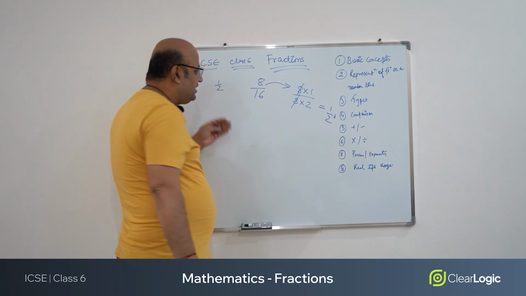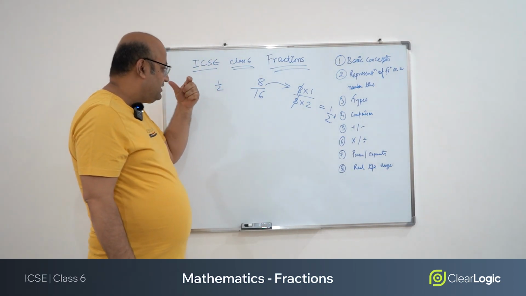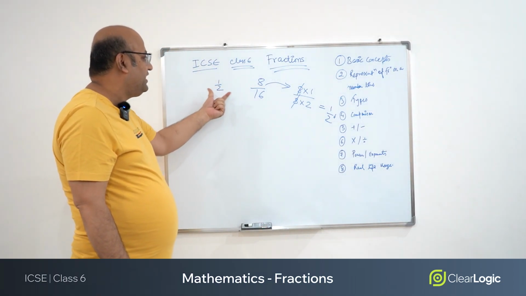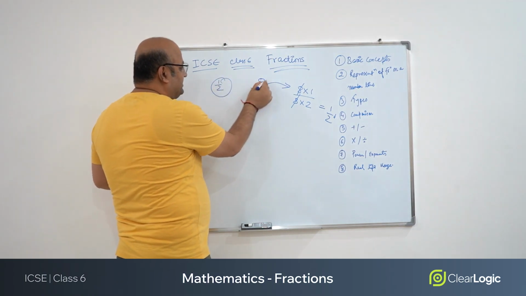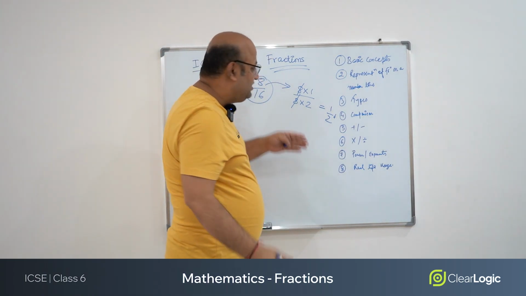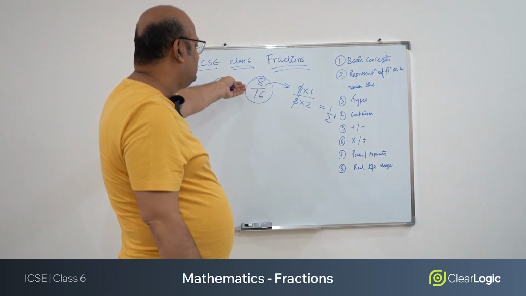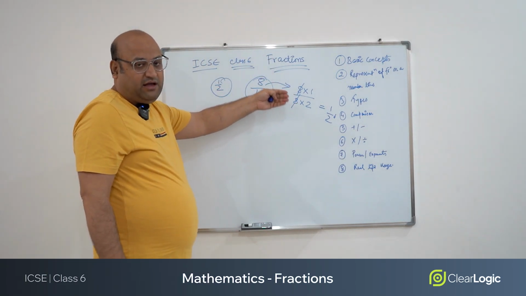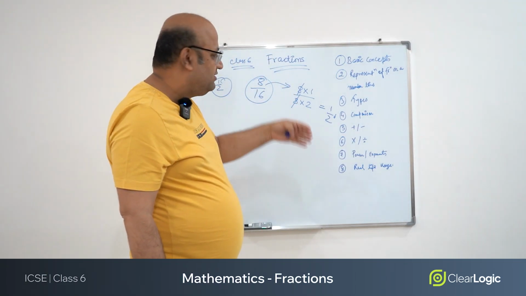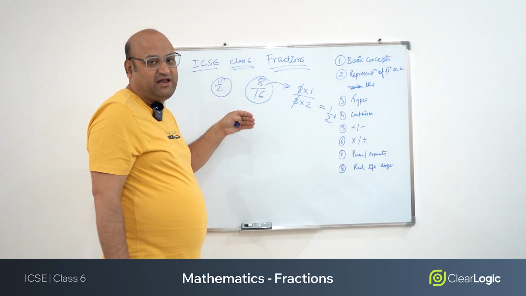So this is how you find out whether these two fractions, 1 by 2 and 8 by 16, are equivalent or not. Here we'll be cancelling using the multiplication method, and we'll be using prime factorization later on to decide whether two fractions are equal or not.